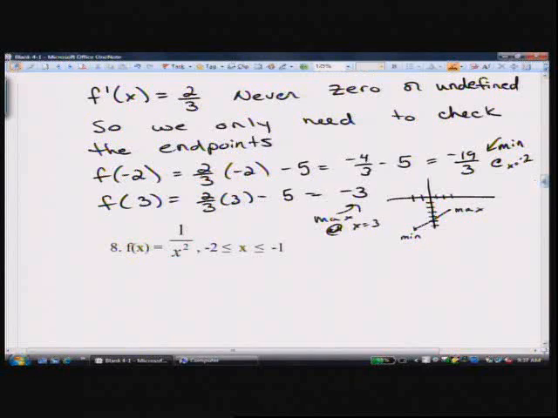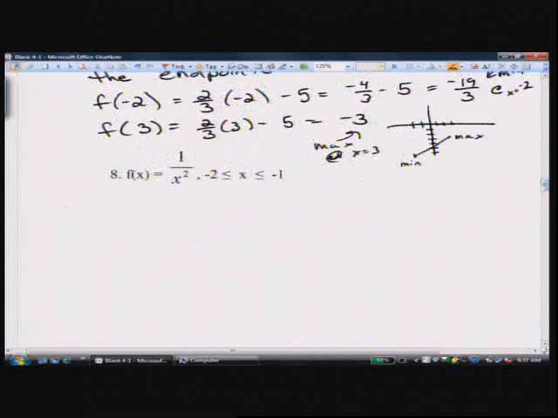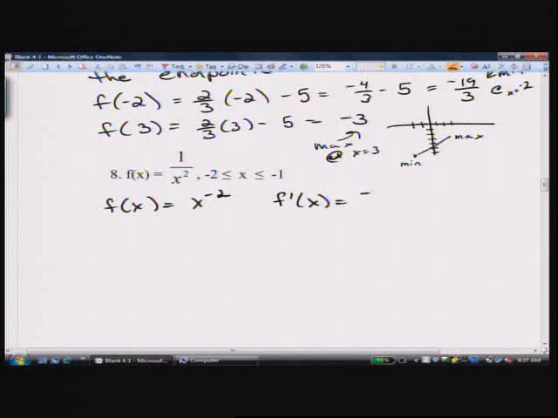Okay, so f prime of x is what? Almost. So this is x to the -2 power. So what's the derivative of that? Okay, so I'll write it. So f of x is equal to x to the -2 power. So f prime of x is going to be -2 over x cubed, right? -2 over x to the -3.